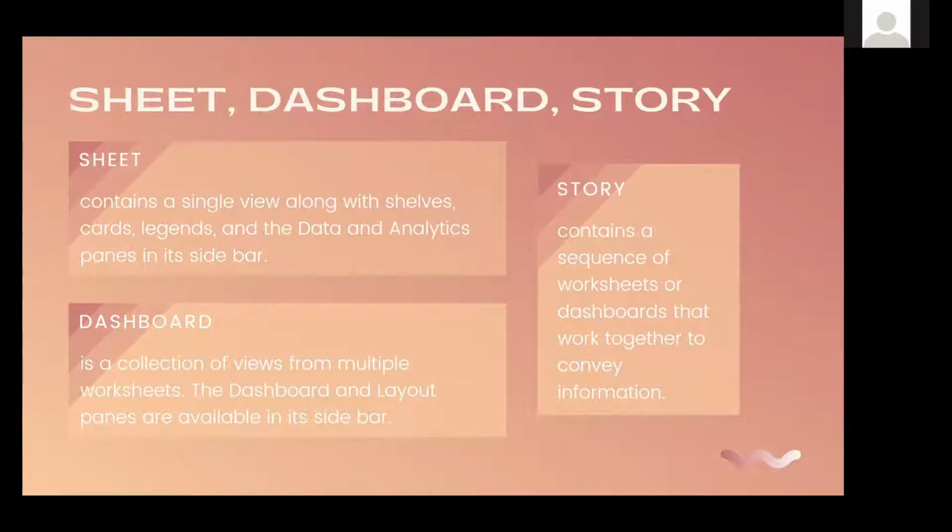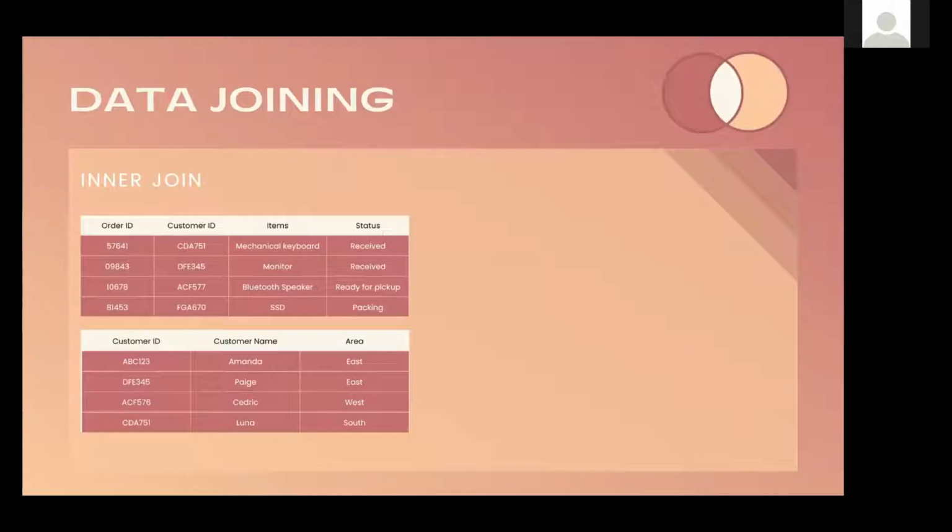And for dashboard, we are combining different sheets. So inside a dashboard, we have multiple sheets. Let's say I have a dashboard consisting of 4 different sheets, and then I create a new sheet, but I don't want to include it in the dashboard. We can combine the sheets and the dashboard inside a story. So that's the difference. Okay, so next slide.